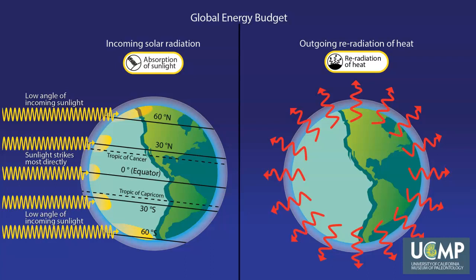So sunlight and re-radiated heat are the energy sources that drive the processes in the atmosphere, hydrosphere, and biosphere. However, because the Earth is a sphere, more sunlight is absorbed per square area in the tropics than at the poles. Thus, it is heated unevenly, and this is why it is warmer near the equator than at the poles.